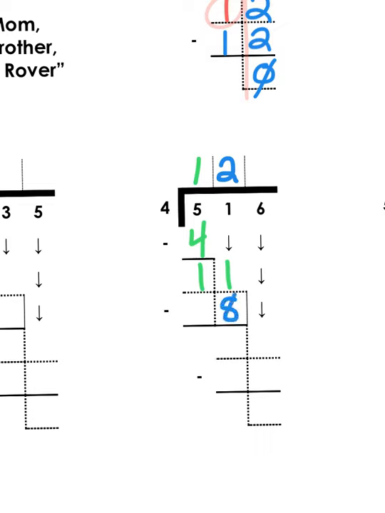So now I subtract 11 minus 8. It gives me a difference of 3. Again, because I have another digit to bring down, I'm not done. I still have to keep going. So I bring down the 6 to make my 3 tens into 3 tens and 6 ones, otherwise known as 36. And then I repeat the process.